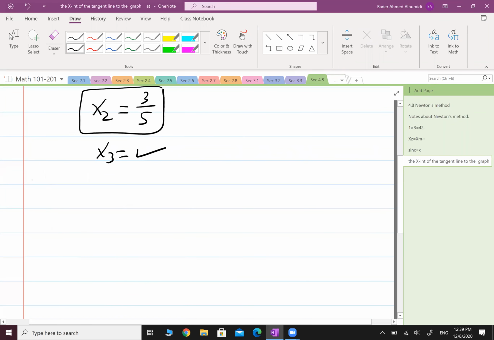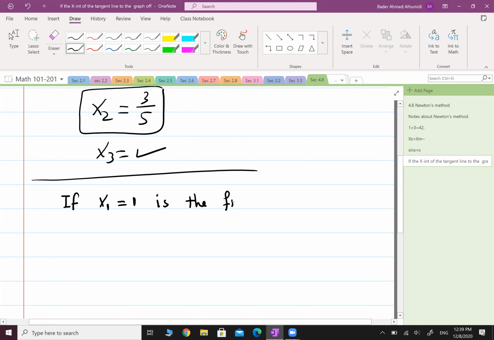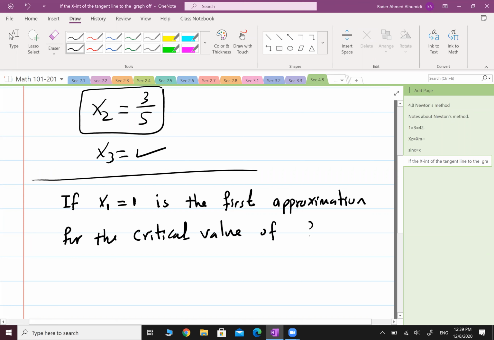The second type is one where almost more than 90% of students were fooled. The question said, if x1 equal to 1, for example, is the first approximation for the critical value of the function f of x given.